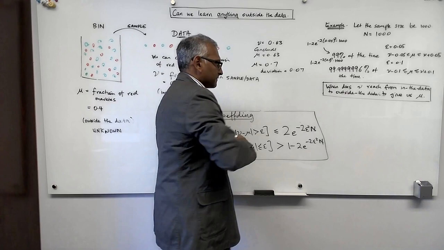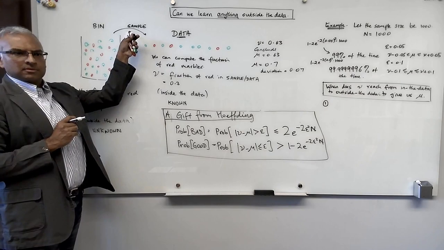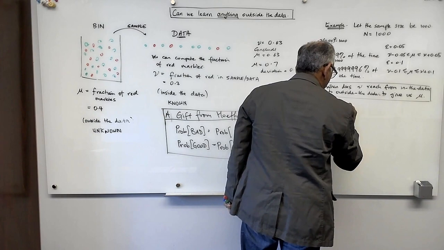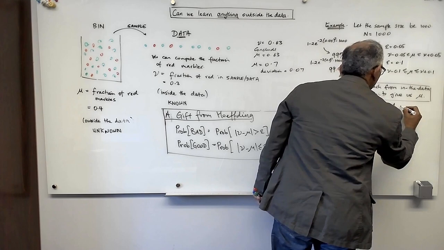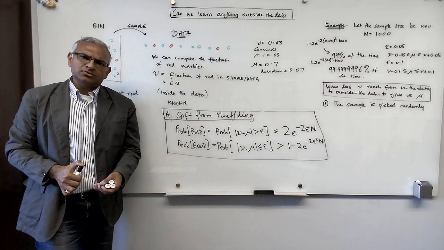So one, the sample is picked randomly. So not adversarially. And you can see how, for example, if you don't pick randomly, none of these kinds of conclusions can occur.